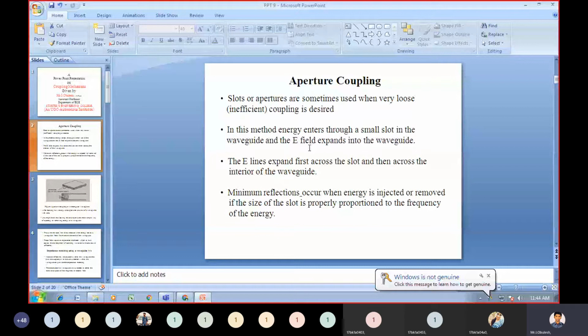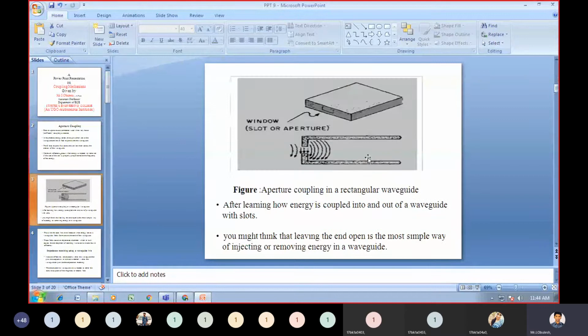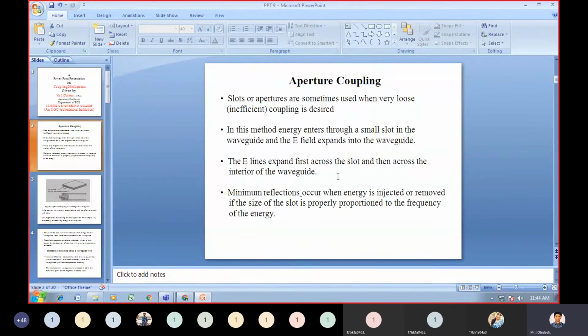The electric field lines expand first across the slot, and then across the interior of the waveguide. First it will be across the slot, then the interior of the waveguide, which will be across the interior of the waveguide.